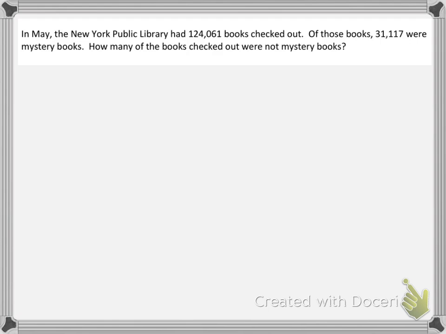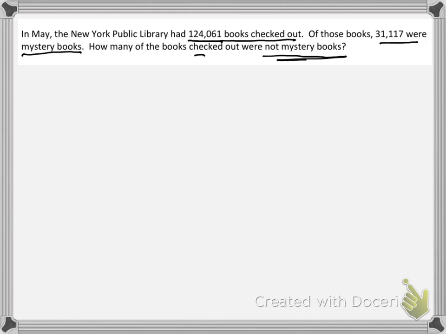In May, the New York Public Library had 124,061 books checked out. Of those books, 31,117 were mystery books. How many of the books checked out were not mystery books? So here we are going to use a tape diagram, and we have the total here, 124,061 books checked out. Of those books, 31,117 were mystery books. How many books were checked out that were not mystery?